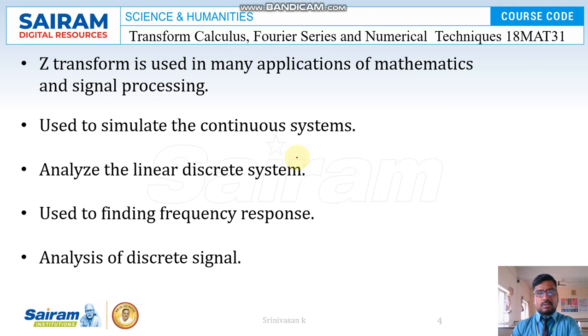Next, continuous systems and linear discrete systems, finding the frequency response and discrete signals. EEE students also convert to some signals. They change one variable to another variable, and after the transform is applied they get the difference equations. After applying the Z transform, we get the solution.